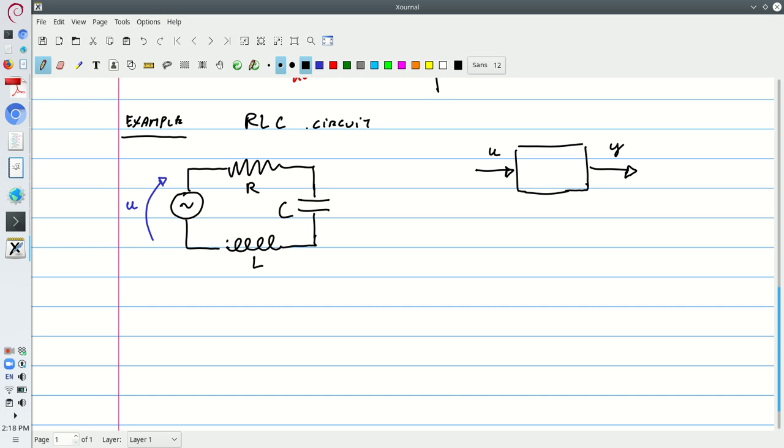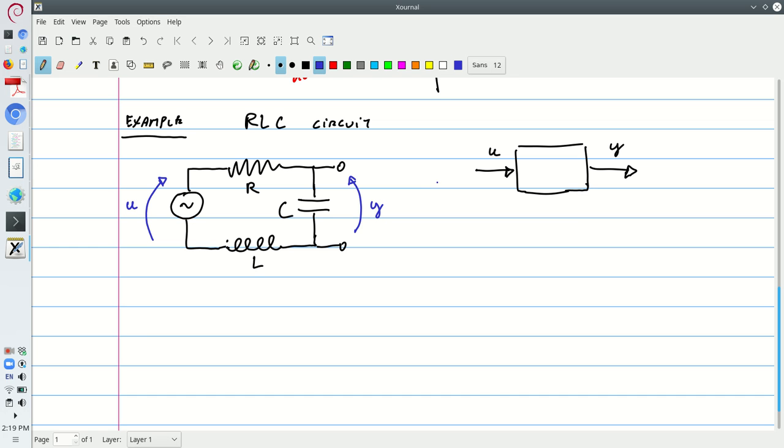But what we still have to decide is the output y. And for the output y, we could choose several things. We could choose the current in this circuit, or we could choose the voltage, I don't know, that is at the two ends of the resistor, or the voltage on the capacitor, or the voltage on the inductor. Let's decide. By the way, we have drawn our circuit so that we go for the voltage at the two ends of the capacitor. So we decide that our voltage on C, on the capacitor C, is going to be our y.